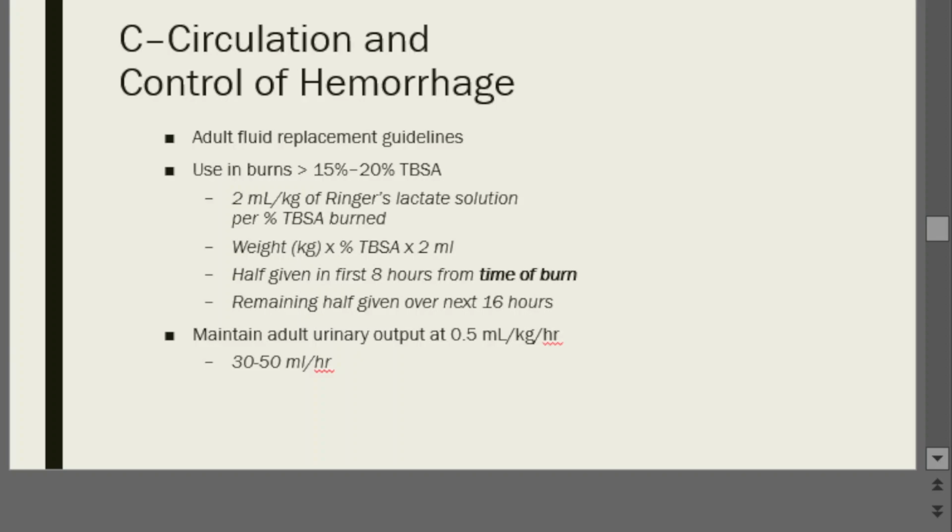We're going to maintain the adult urinary output at 0.5 milliliters per kilogram per hour, or about 30 to 50 milliliters per hour, and we might have to adjust fluids based on that.